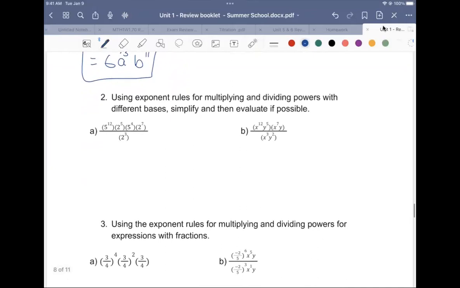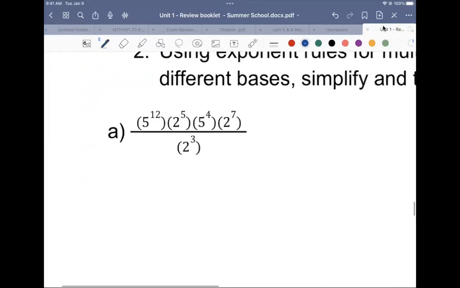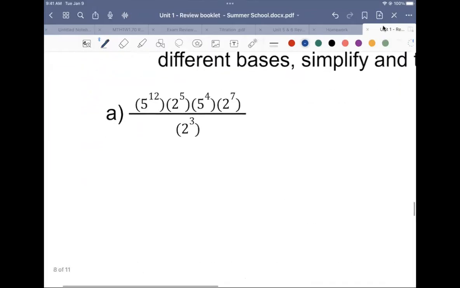Now for this one, we are going to use exponent rules for multiplying and dividing powers with different bases. First, we are going to simplify, then evaluate if possible. So when I look here, I'm just going to zoom in on question A. I have two sets of bases. I have 5 to the 12, 5 to the 4. I also have 2 to the 5, 2 to the 7, and 2 to the 3. I cannot intermingle values with different bases, so I have to stick my values together.